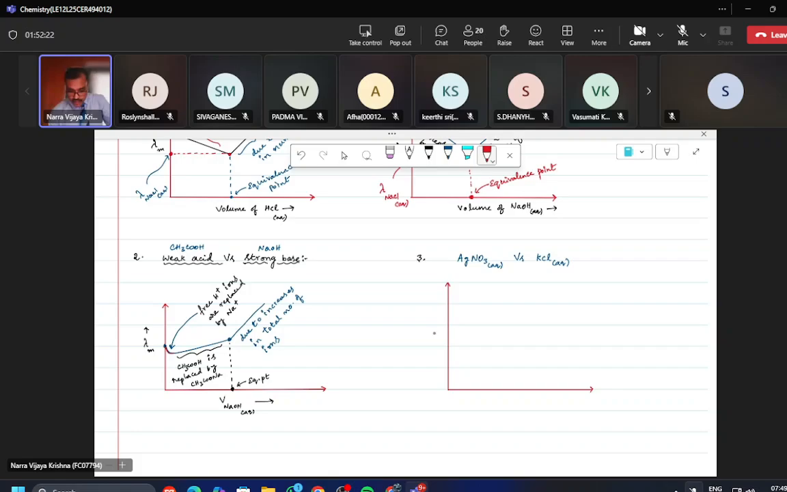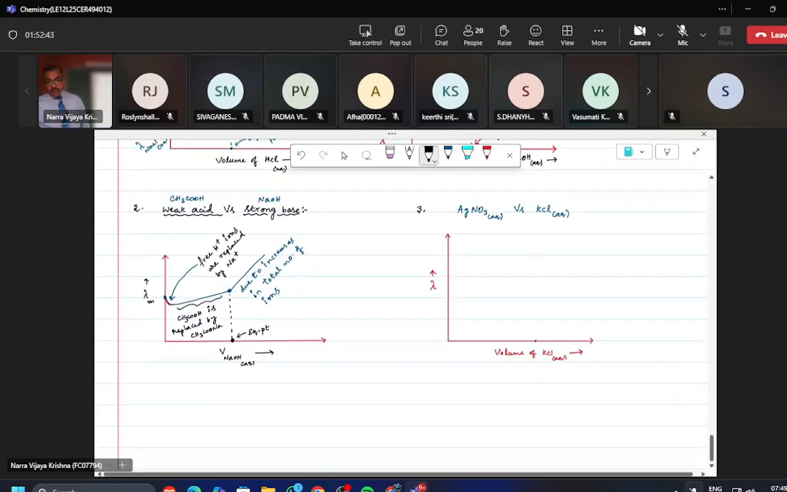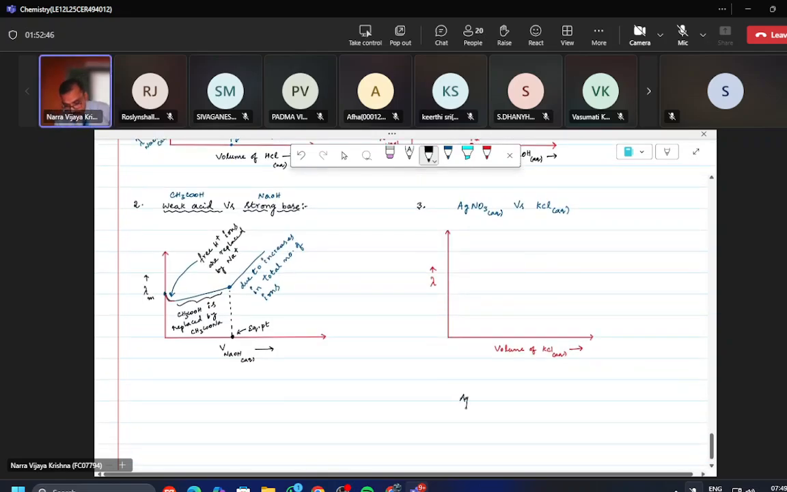So this is lambda versus volume of KCl added. Right. So initial conductance is because of Ag plus and NO3 minus. Right? On adding KCl, AgNO3 reacts with KCl to form AgCl, a precipitate insoluble in water, plus KNO3.